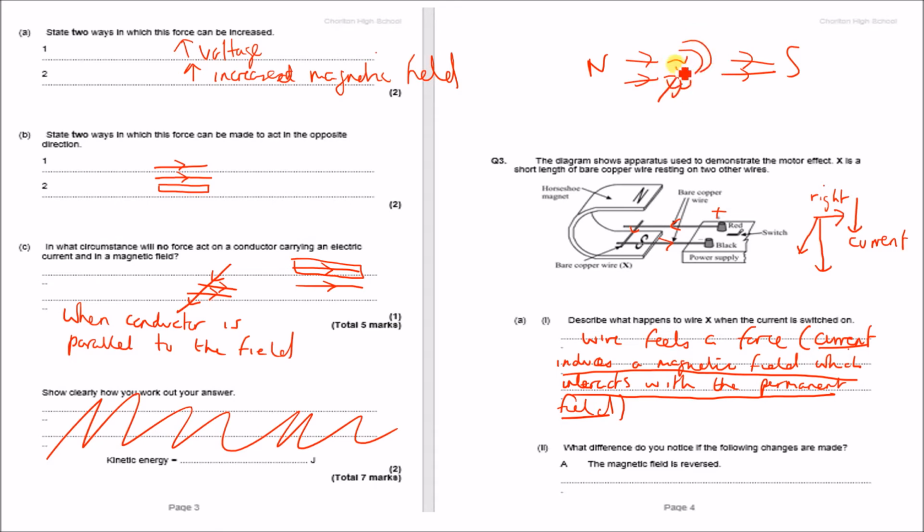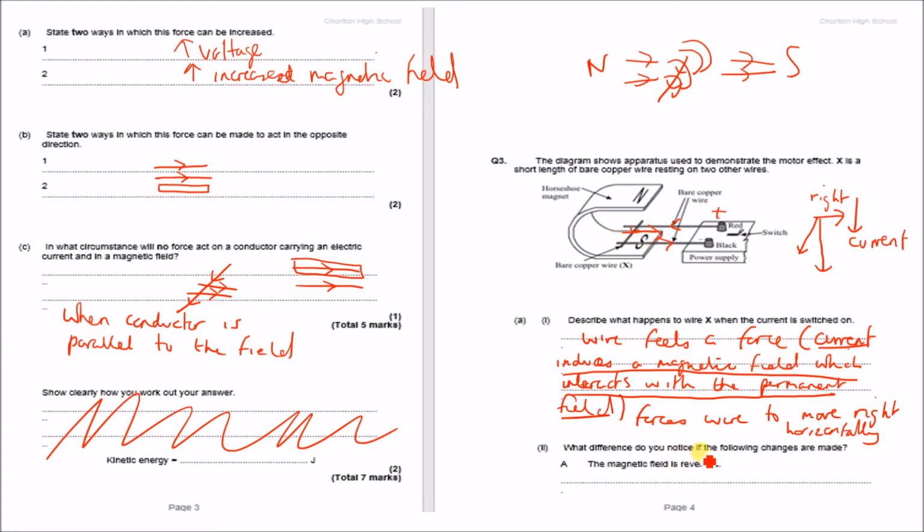So by putting a magnetic field into a field that already exists, you're going to get some force on the conductor. So the wire feels a force, and that's because the magnetic field that you've induced interacts with the permanent field, and that forces the wire to move right, as we've discussed, and it will move right horizontally. So this wire is going to go in that direction.